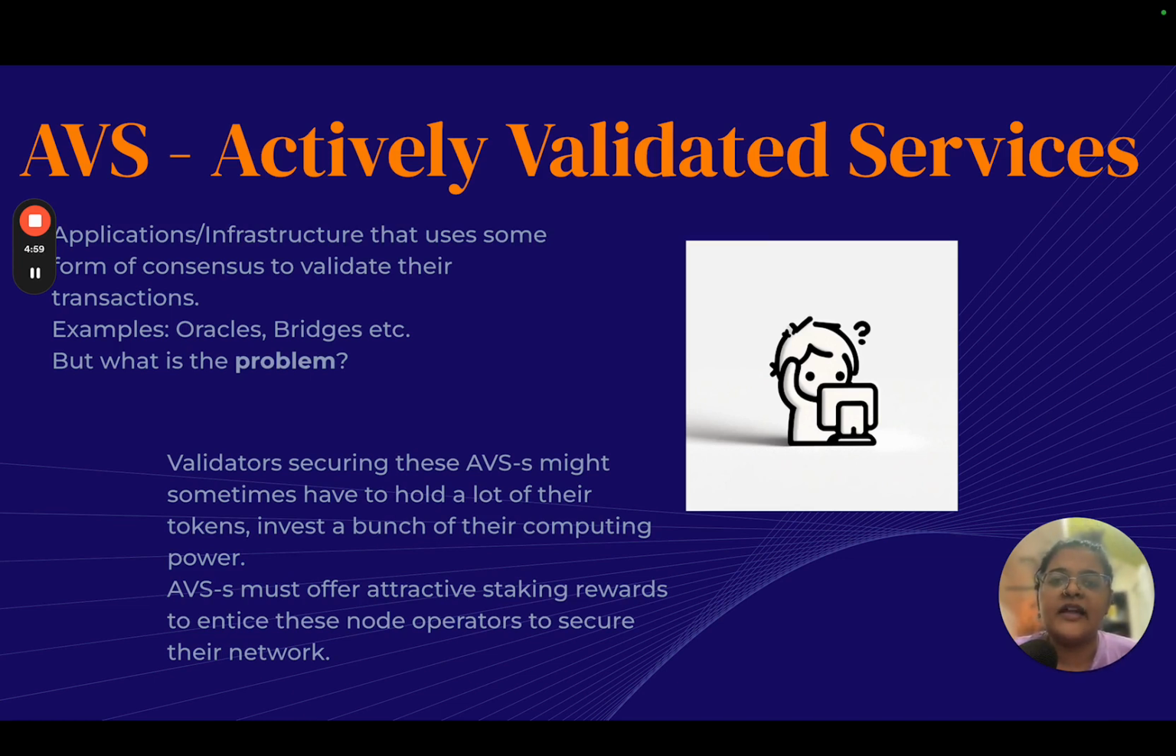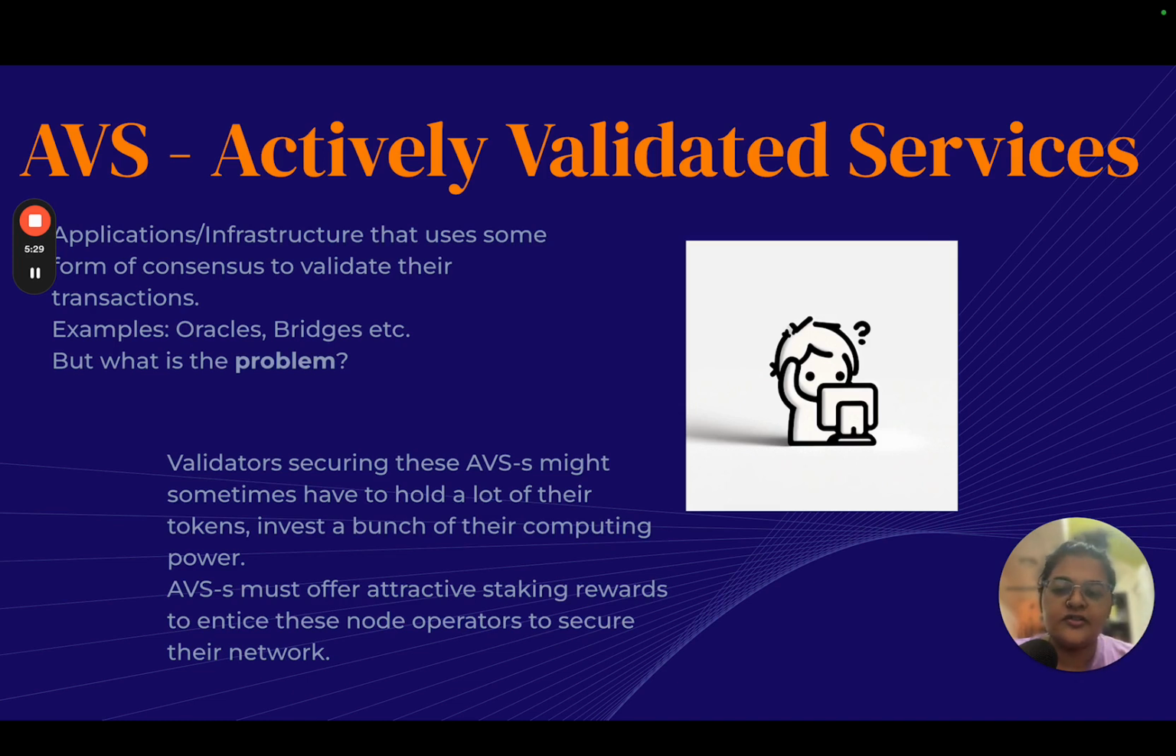Now, what is the current problem with these AVSs, or actively validated services? The problem is that the validators that are actually securing these AVSs by providing their computing power can mostly only do so by holding some kind of tokens of these AVS services, and holding a bunch of them. So they need to buy or invest in a lot of these tokens. They can't just participate like that, these validators or operators.